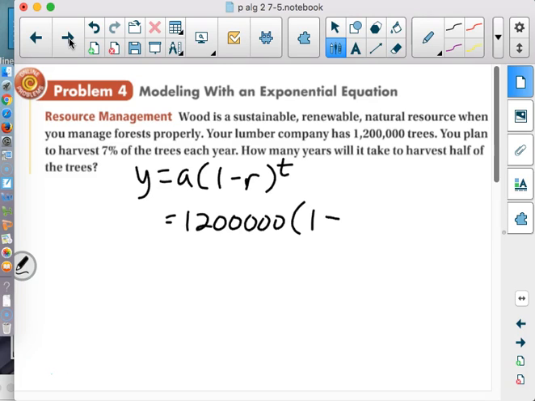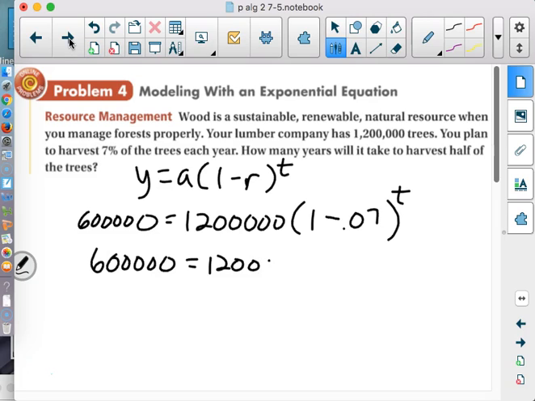What do we do for 7%? 0.07, 2 decimal places. And the question was, how many years is it going to take to harvest half of the trees? Well, what's half of 1,200,000? 600,000. All right. Well, so right now this is 600,000 equals 1,200,000. What's $1 minus 7 cents? 93 cents.